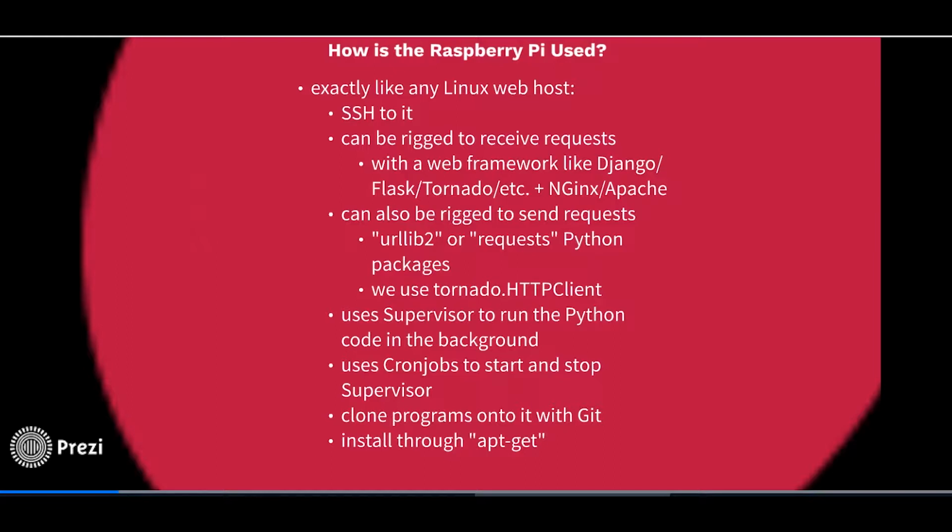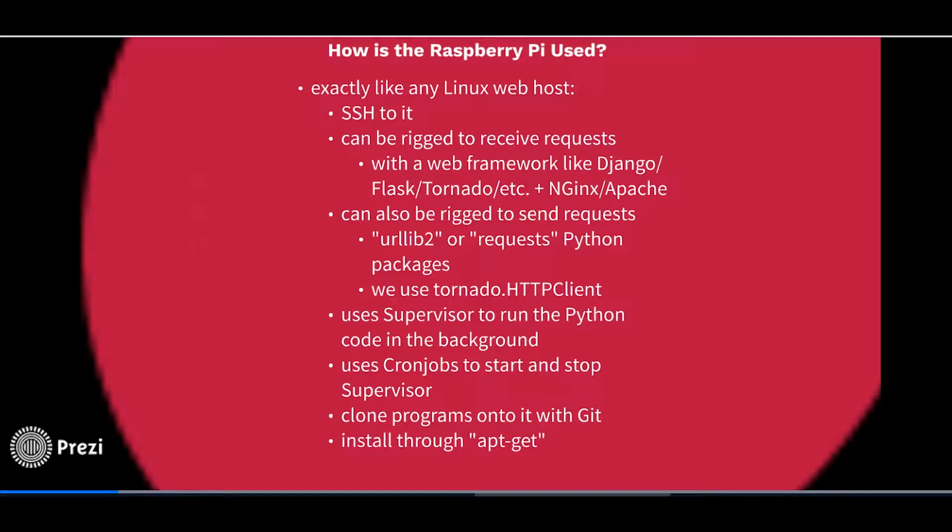We use Supervisor to run Python code in the background so that every time we run the Emoji Ticker, I don't have to have a terminal or a console window open. And we use cron jobs to start and stop the supervisor. And we can clone programs onto it with Git, which is really nice. You can also use SFTP, which is a file transfer protocol. It's also secure.